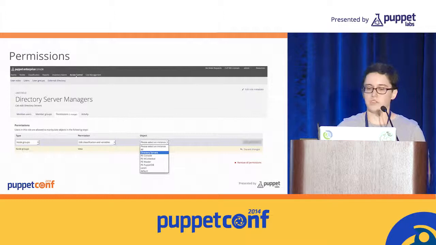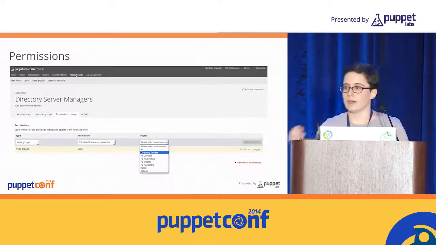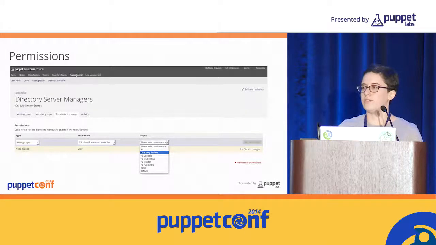So I have the ability to choose, do I want to apply this permission to all of the groups or just to one of them? In this case, I am, again, using cats, and I don't want to, for example, give the cats the ability to edit my master, because that would probably be a terrible idea. My directory server group, in this case, just has an example node that I don't care a ton about. I've already done some harm to it.